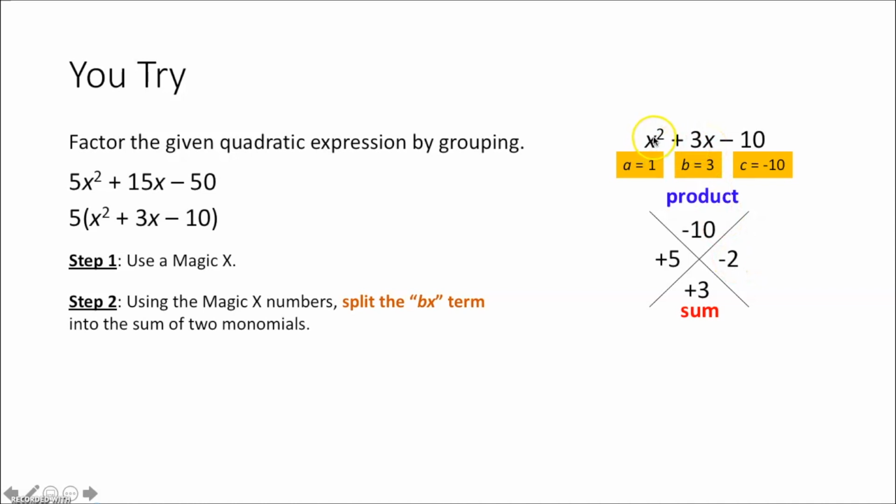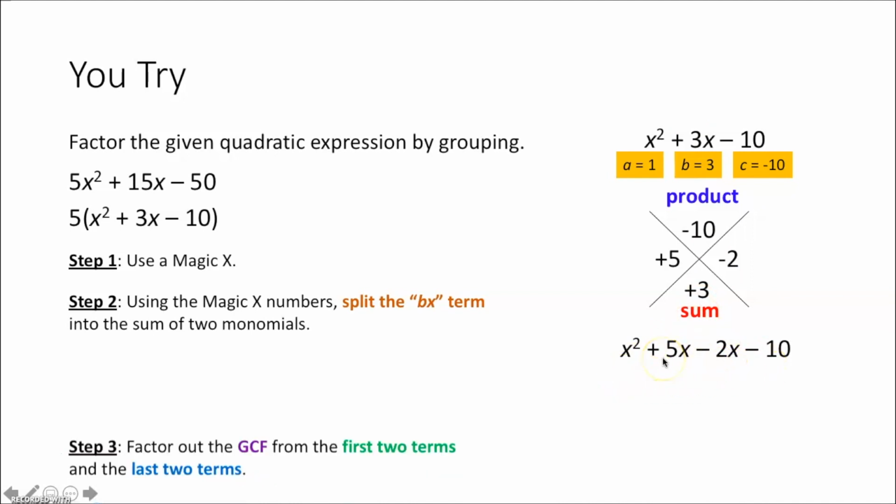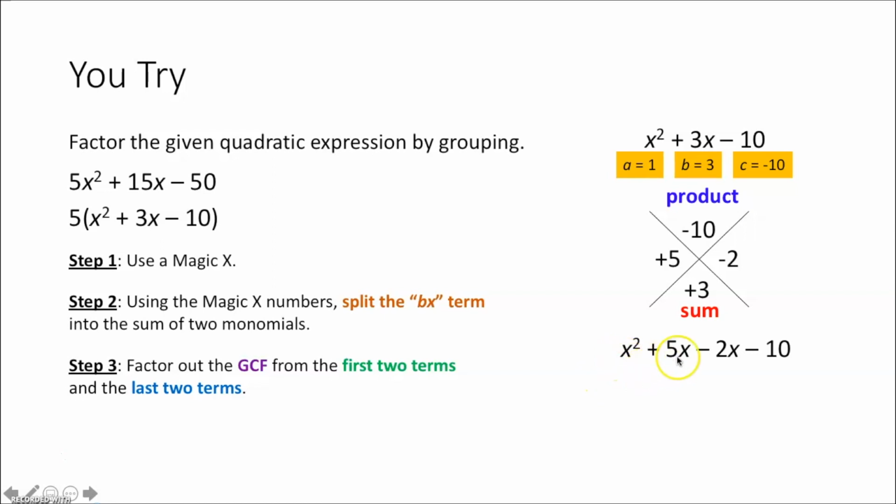So we take that x squared plus 3x minus 10 and instead write x squared plus 5x minus 2x minus 10. Now again, this simplifies to this. So we didn't really change the problem at all, we just rewrote it a little bit. Now what we can do is we can factor out a greatest common factor from the first two terms and from the last two terms. So what do the first two terms have in common? They both have an x.